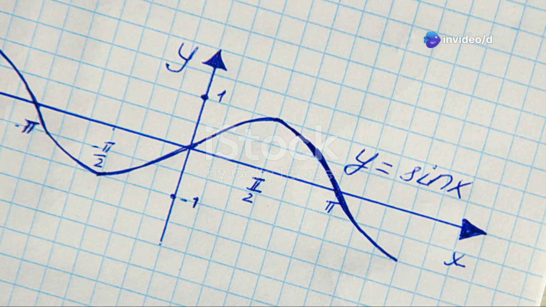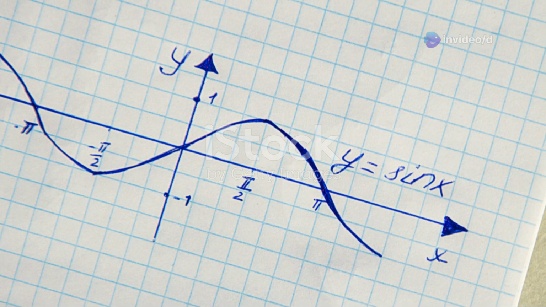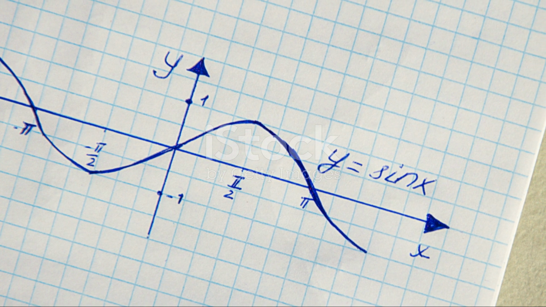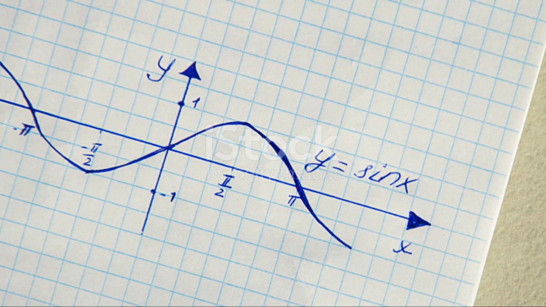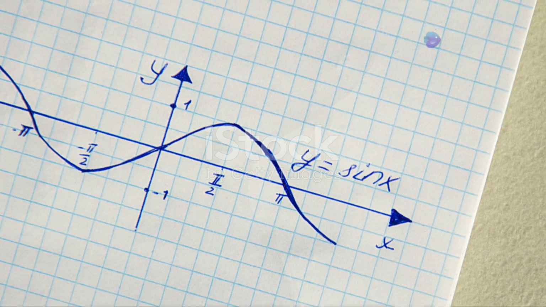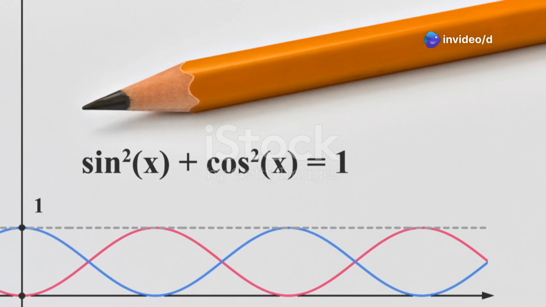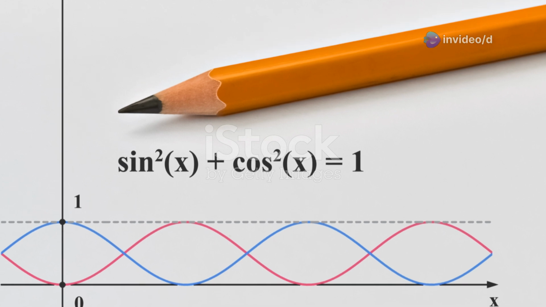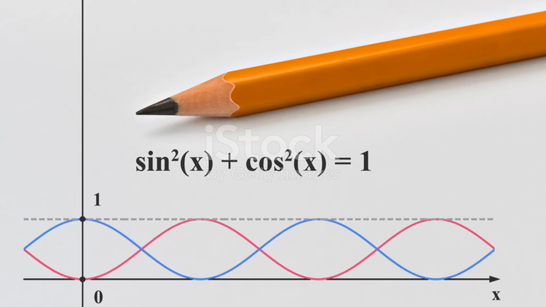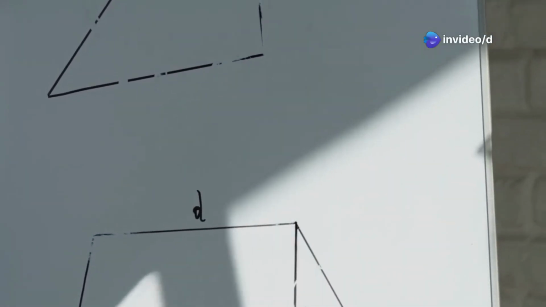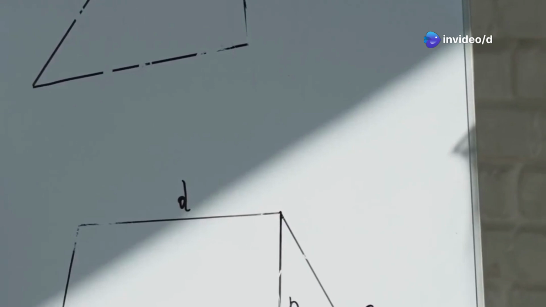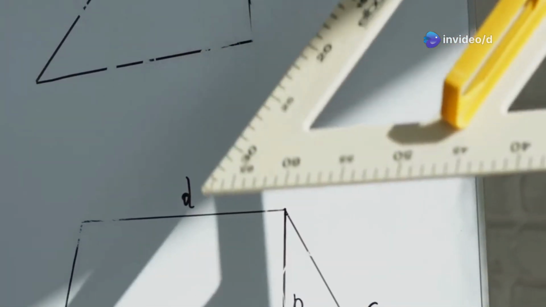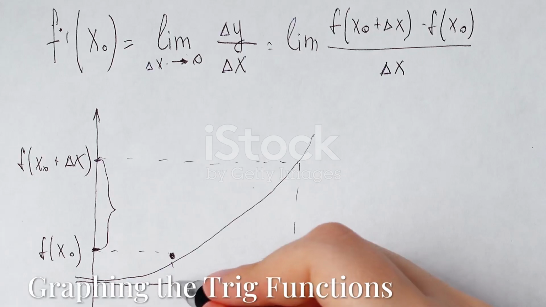Sine is the shy one, focusing on the opposite side to the angle divided by the long side, the hypotenuse. It's crucial for understanding wave patterns and oscillations. Cosine is all about the adjacent side to the angle over the hypotenuse. This function helps in calculating distances and is widely used in navigation and computer graphics. And tangent, it's the adventurous one, looking at the opposite side divided by the adjacent side. Tangent is particularly useful in understanding slopes and angles of elevation or depression.